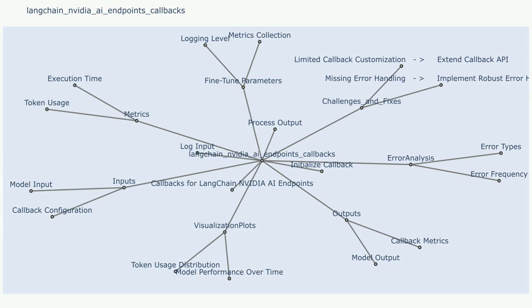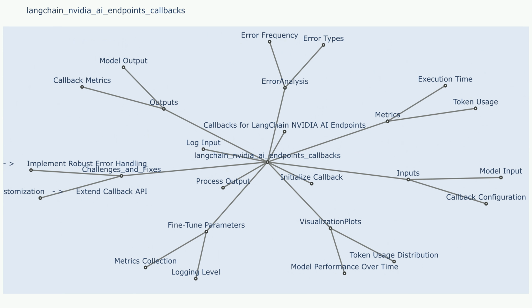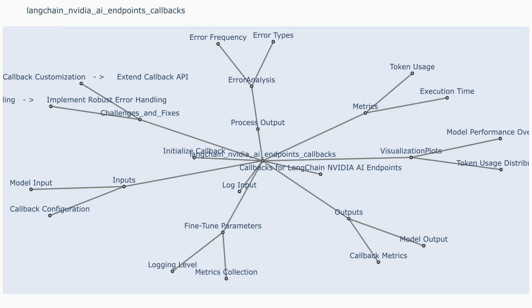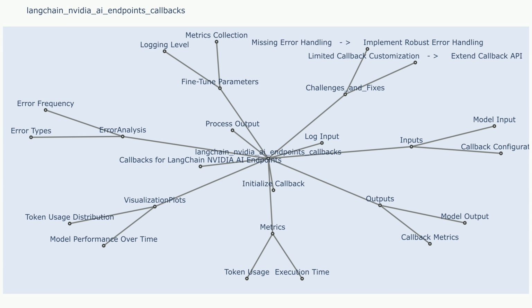Outputs: callback events: these are specific events triggered during the execution of the LLM application, such as the start of a chain, the completion of a step, or the handling of an error. Each event includes details about the specific action taken, the time it occurred, and any relevant data associated with it. Logs: a chronological record of all the events and actions that occurred during the execution of the application. This can be used to trace the flow of data and identify any issues that may have occurred.